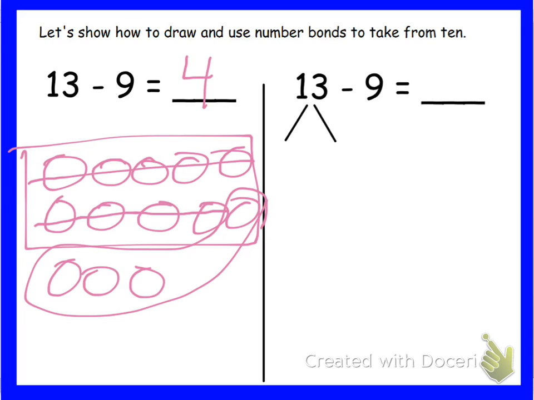We took away that 9. There was 1 left inside the box, 3 left outside the box. So we added the 1 inside the box plus the 3 outside the box to make 4. So that was our answer.